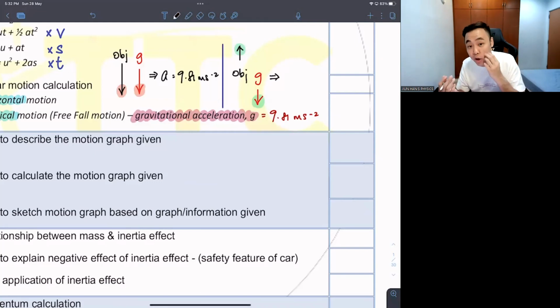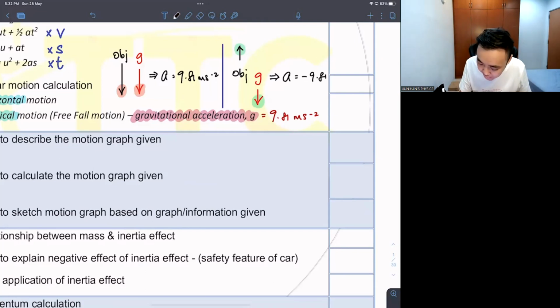You go against, right? So they try to fight you. So gravity will try to pull you down. So now what happened? Your acceleration will become negative 9.81. So that's why it must be... gravity be positive 9.81? Not necessarily.